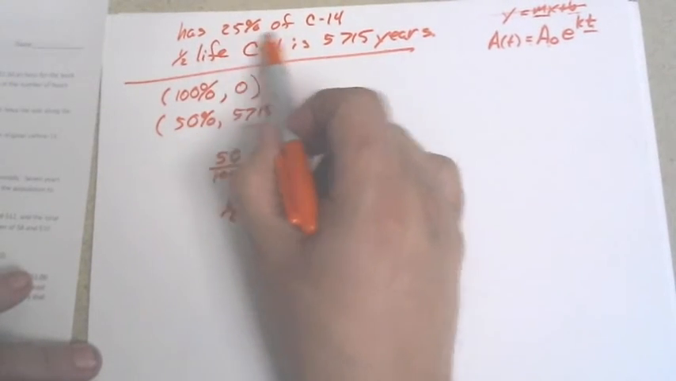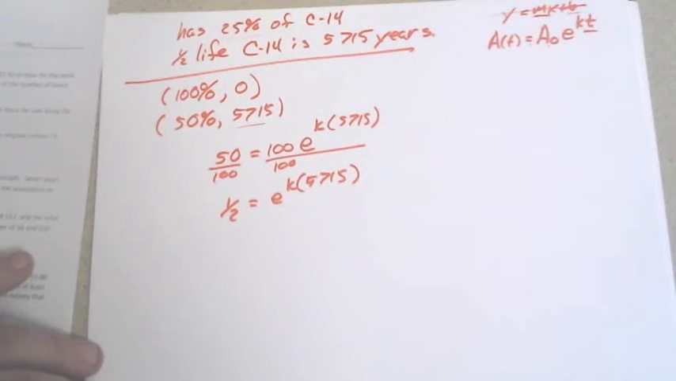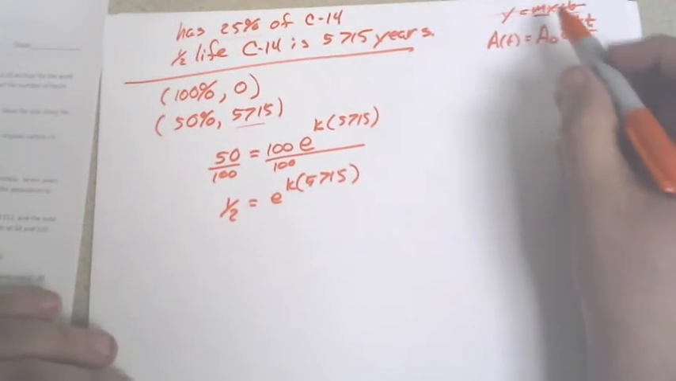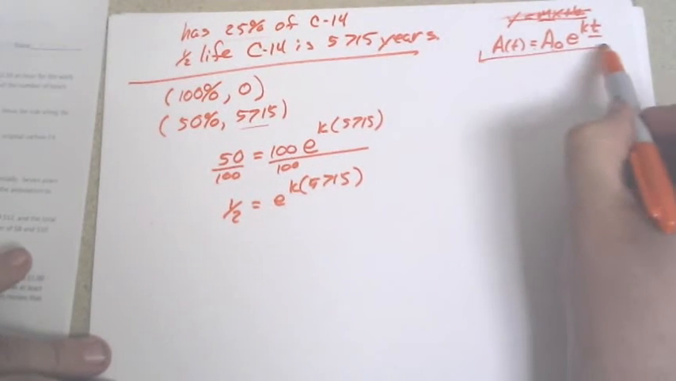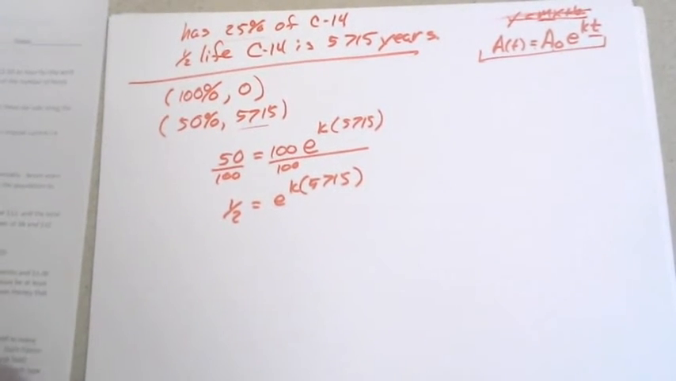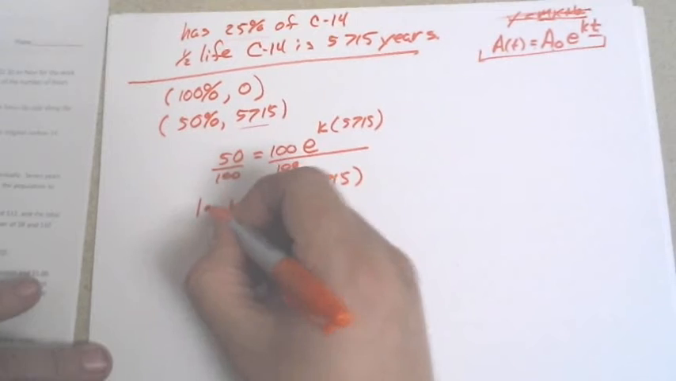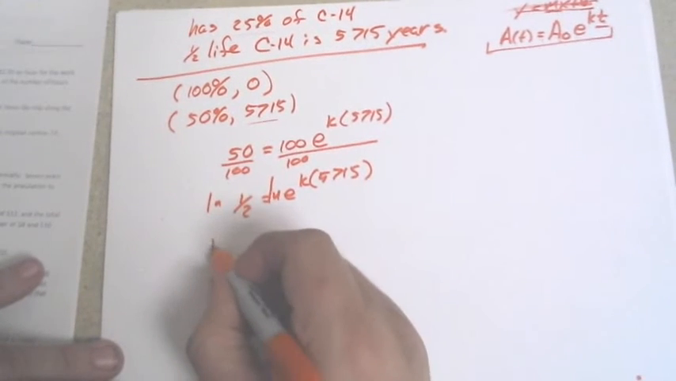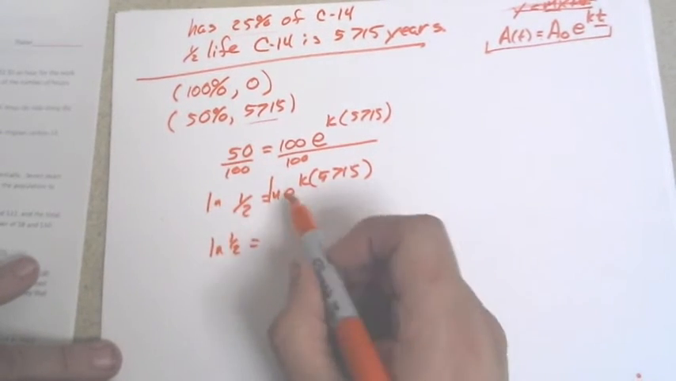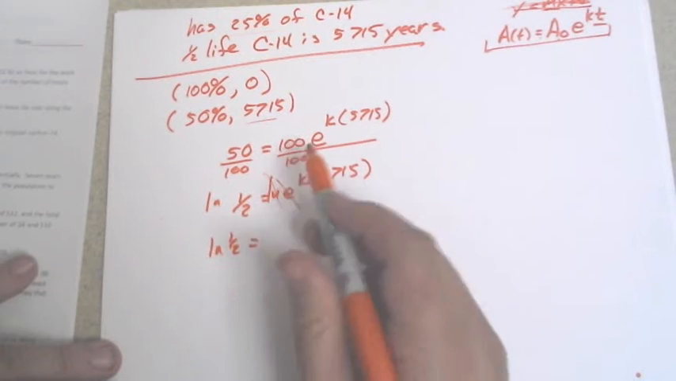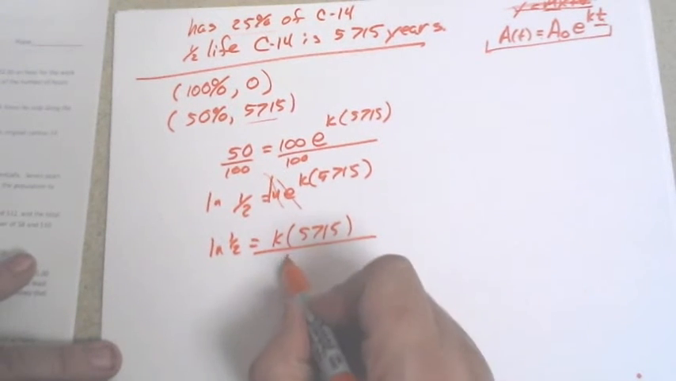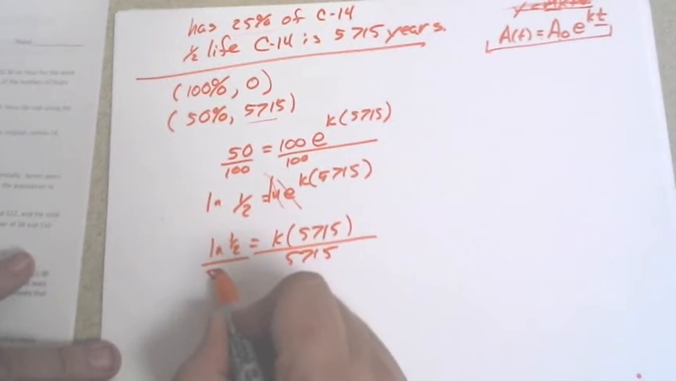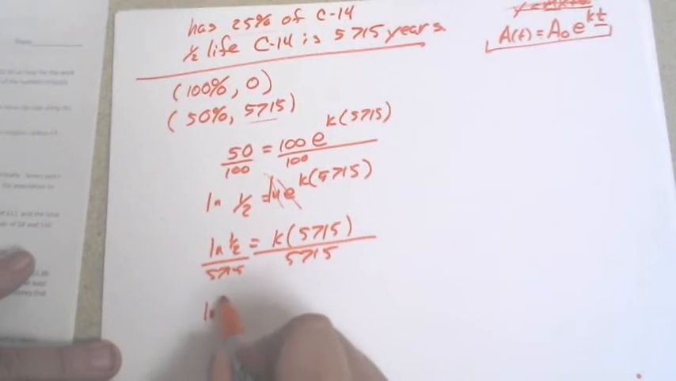Notice, by the way, we haven't used this 25 at all. That 25% is part of the question statement. We need our model first. Again, just like we're trying to build our line, we're trying to build our exponential model so we can use it to answer questions. To solve this, we're going to use our natural log. So the natural log of 1/2 equals k times 5,715, because the log base e and the exponent base e undo each other. Divide by 5,715 and you will find your value for k.